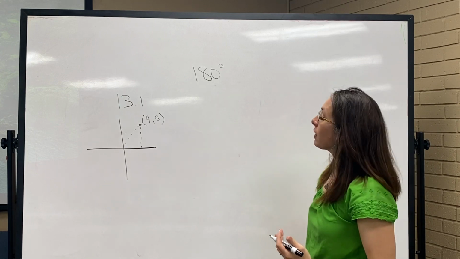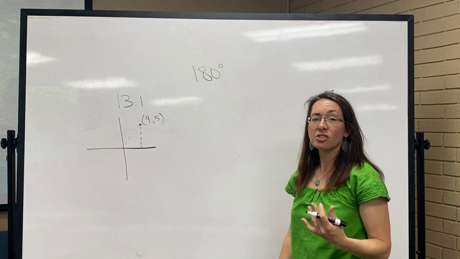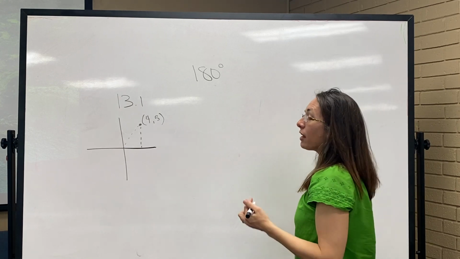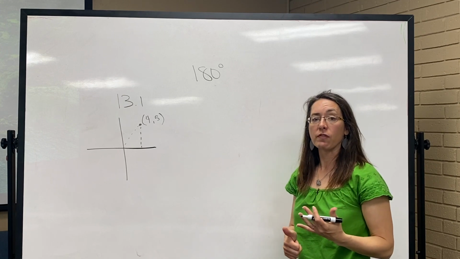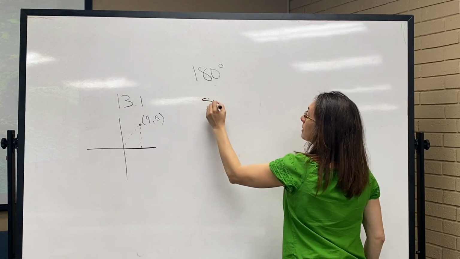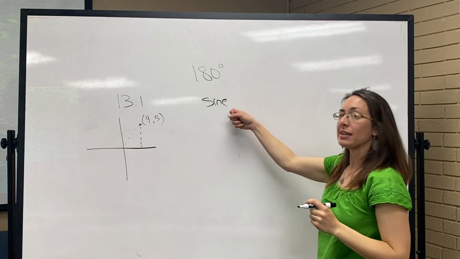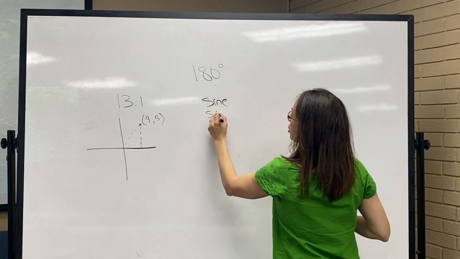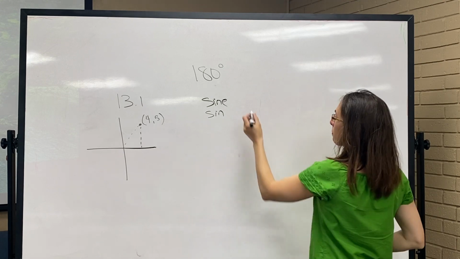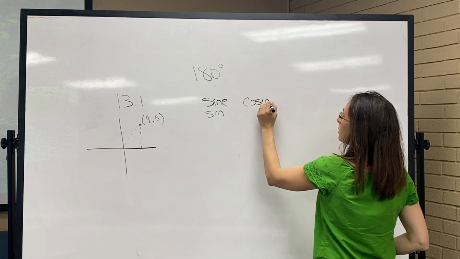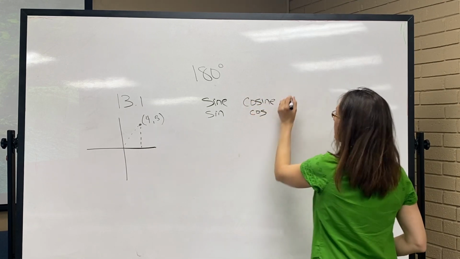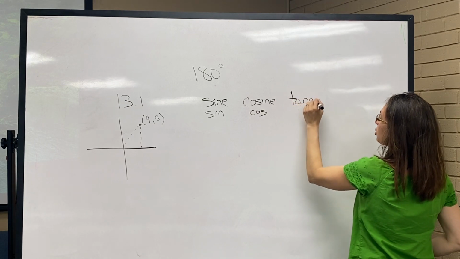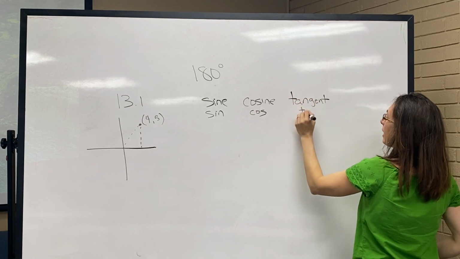So the important thing for trigonometry is there's some terminology that we need to know. There are 6 terms, 6 trig functions, and they are sine. It is written with an E, but whenever we use it, its abbreviation is just SIN. There is cosine, and that's labeled COS, and there is tangent, TAN.